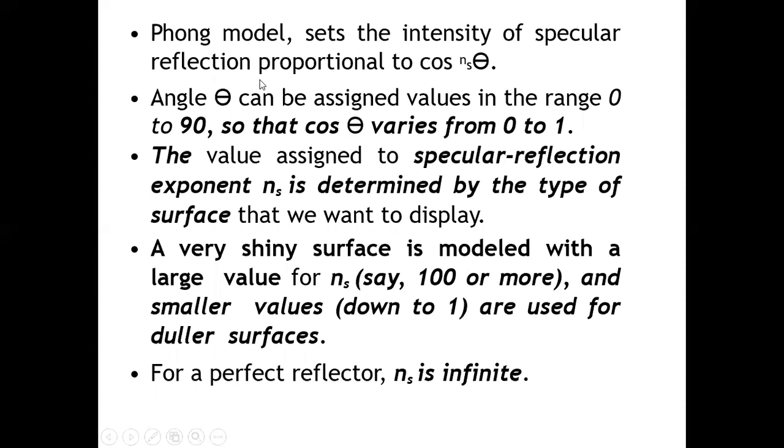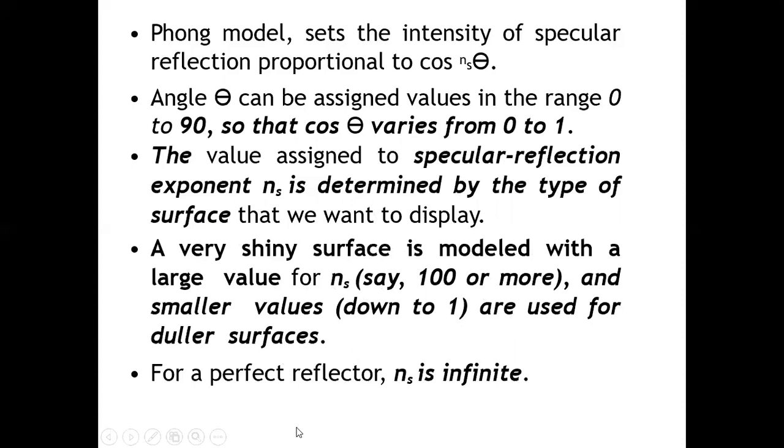In order to model specular reflection, we make use of a model called the Phong model. The Phong model sets the intensity of specular reflection proportional to cos to the power ns of phi. This angle phi can be assigned values in the range from 0 to 90 degrees, so that cos phi varies from 0 to 1. The value assigned to the specular reflection exponent, ns, is determined by the type of surface that we want to display. A very shiny surface is modeled with a large value for ns, say 100 or more, and smaller values for ns are used for dull surfaces.